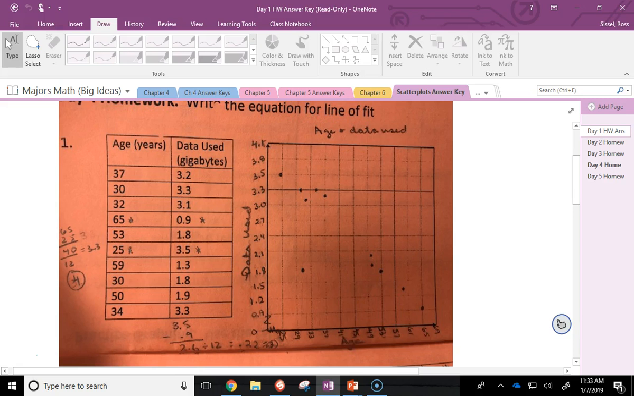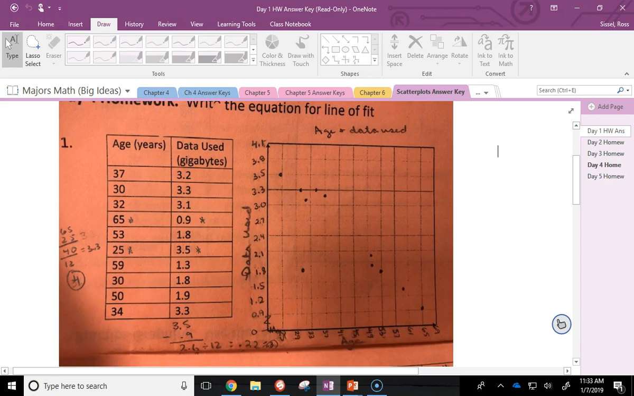So, first thing, on day one's homework. Number 1, make sure that you put your title. When I looked at people's, I was checking for their completion score. A lot of you had your graphs done, but you did not have your title or labels. You need to make sure that you do have a title and labels on your graph. So this one is age versus data used. Our y-axis should have been our data used, and our x-axis is the age.